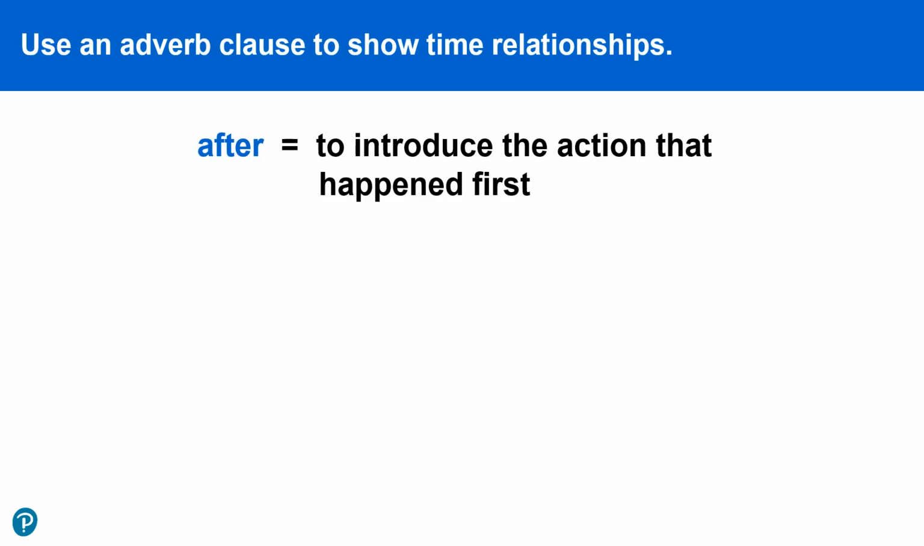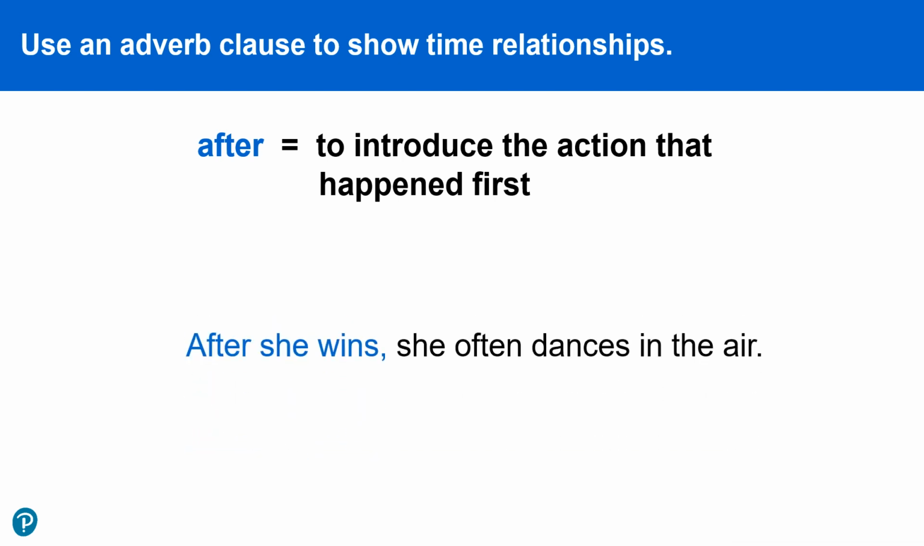We're looking at adverbial clauses that have to do with time. So we use an adverb clause to show time relationships. How does one clause relate to another? After is a common adverb used in adverbial clauses, and it is used to describe when an action is happening first. So, for example, after she wins, she often dances in the air.